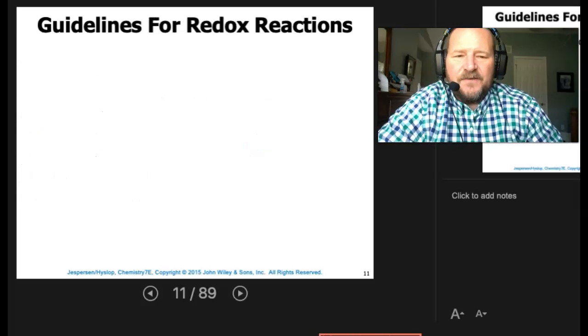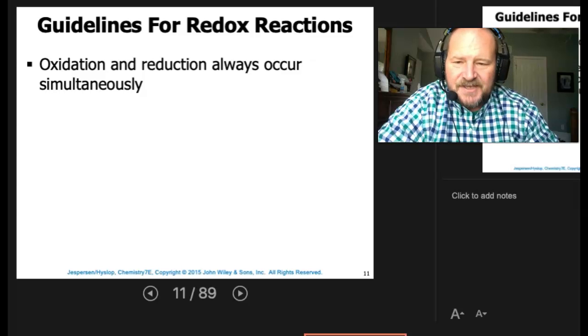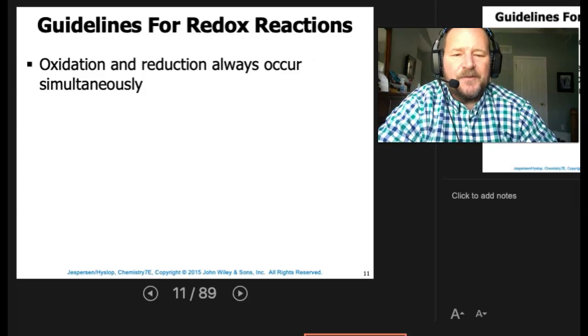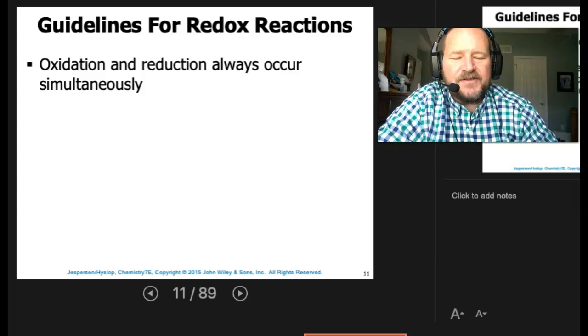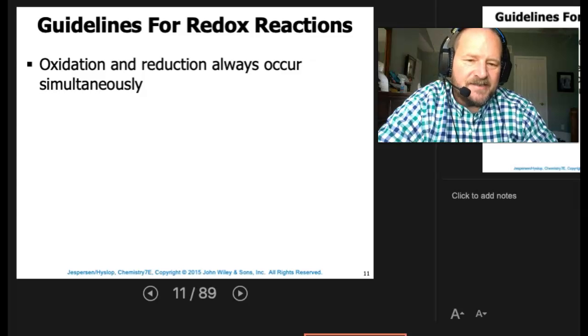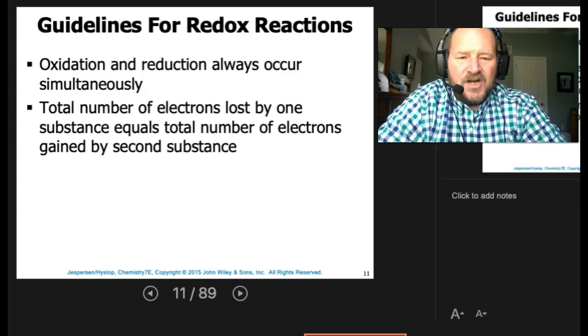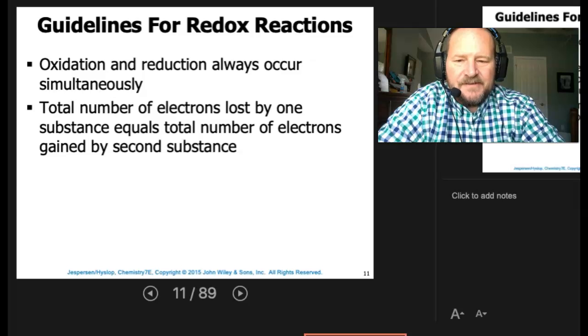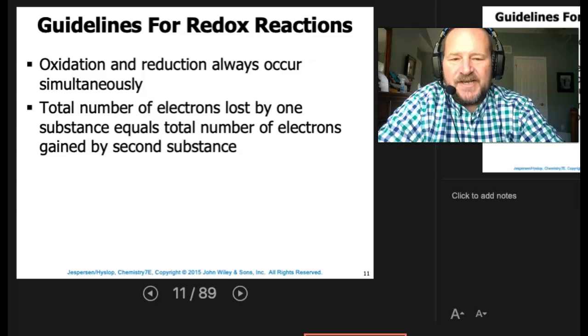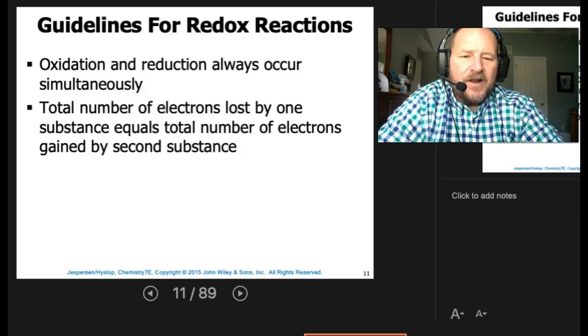All right, so guidelines for reduction reactions. Oxidation and reduction always occur simultaneously. So it doesn't matter which half you write first. It doesn't matter if the metal that's going to be reduced is first and the metal being oxidized is second, or flip them. It's not going to matter because it's all happening at the same time. The total number of electrons lost by one substance has to equal the total number of electrons gained by the second. So we've already looked at balancing reactions by mass. Now we're looking at it by charge, and these still have to balance out.